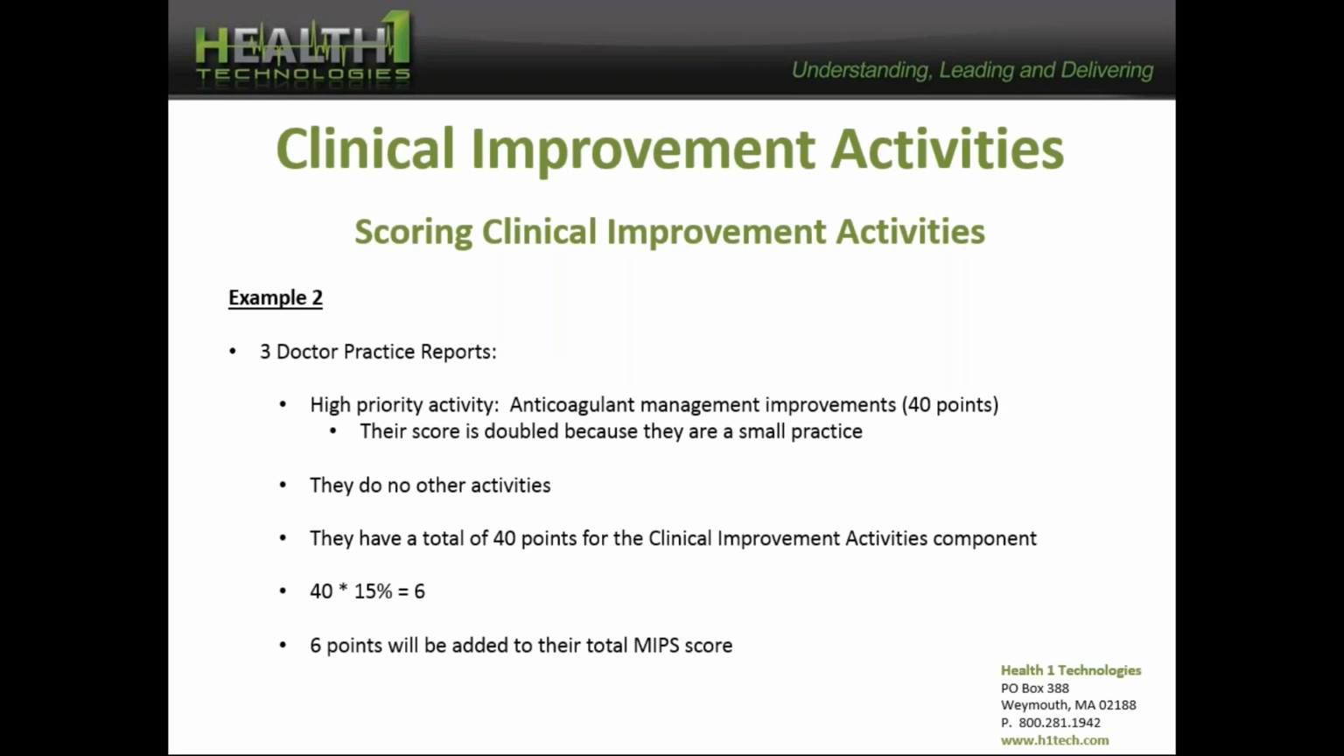Another example, I did this one because this is a representation of a smaller practice, so it's a 3-doctor practice. So we'd assume they have 15 or fewer eligible clinicians, and their points are doubled. So I had them choose a high priority activity of anticoagulation management, and they're going to get 40 points for that because it's a high priority, double score, so that's all they have to do. They do no other activities. They get the full 40 points at that point. Take the 40 points times the 15%, and you get 6 points that will be added to your total MIP score.